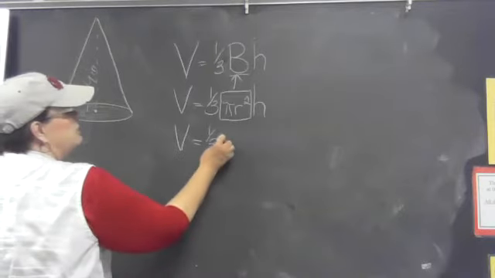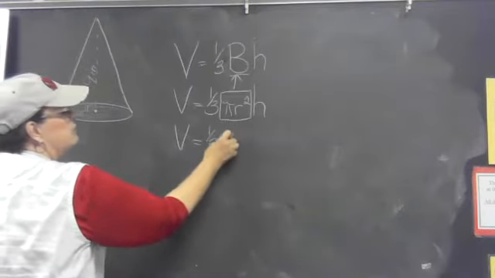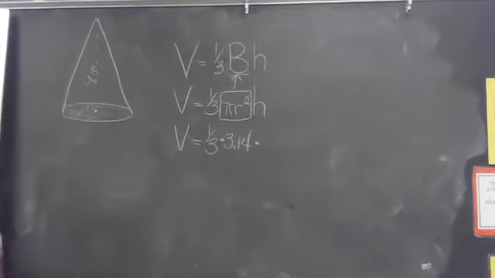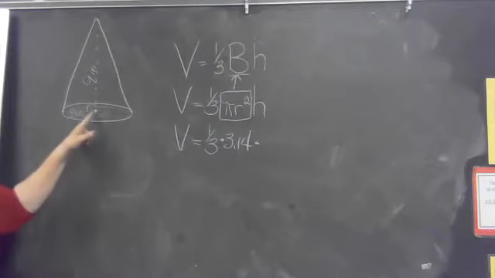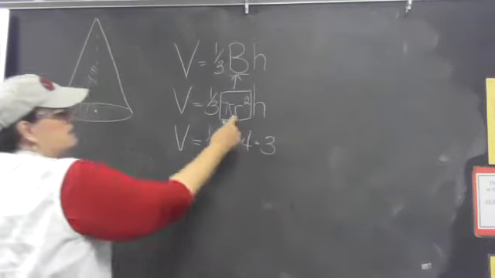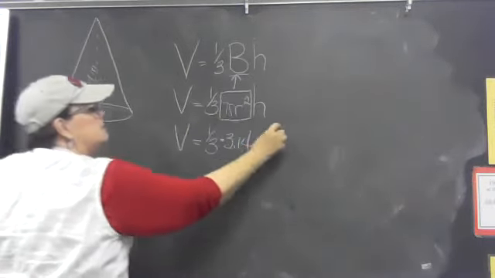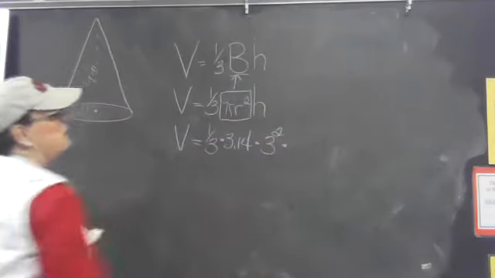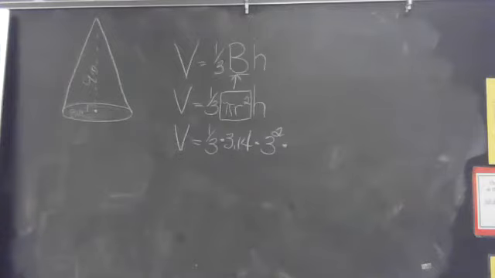So 1/3 times, now we're going to put 3.14 times, what does R stand for? Radius. And what's the definition of the radius? It's halfway across, right? From the center to the outside. So in this case, they gave you the radius, the distance from the center to the outside, which is 3. And it says to square the radius. It's the little 2, times the height of the cone, 9.